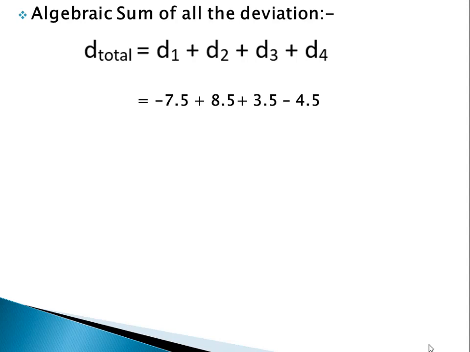After calculation, d total is equal to 0. That means we have satisfied the condition for algebraic sum of all the deviations. This is how we can find the value for algebraic sum of all the deviations.